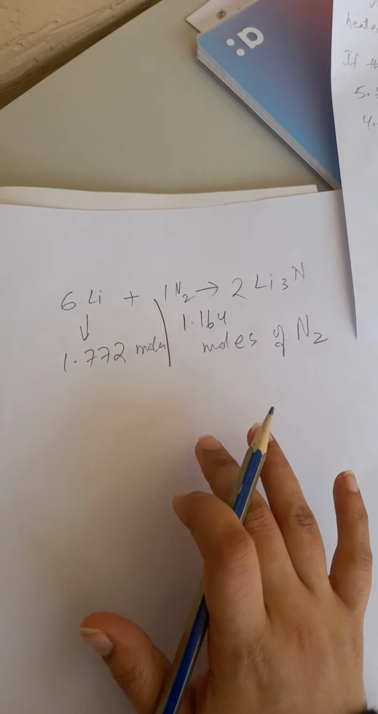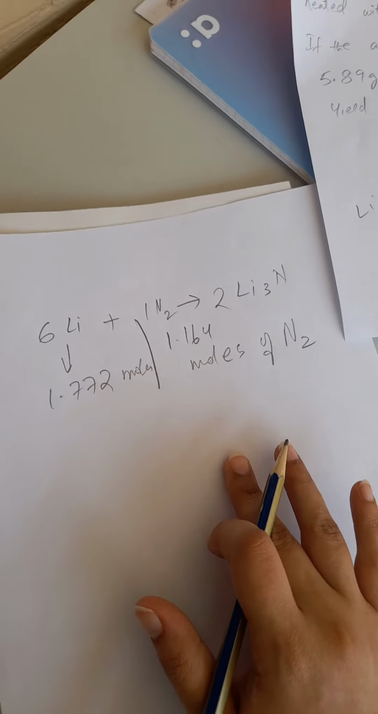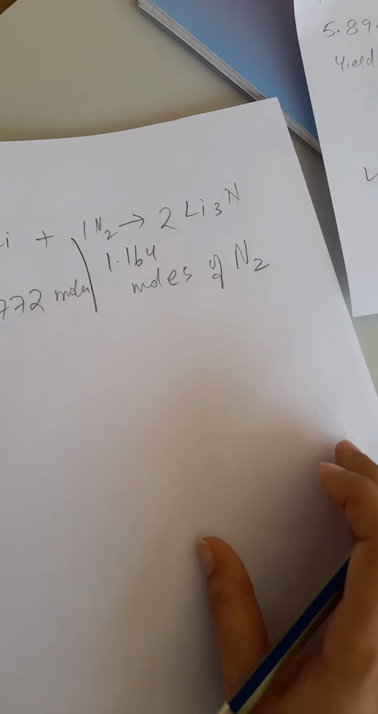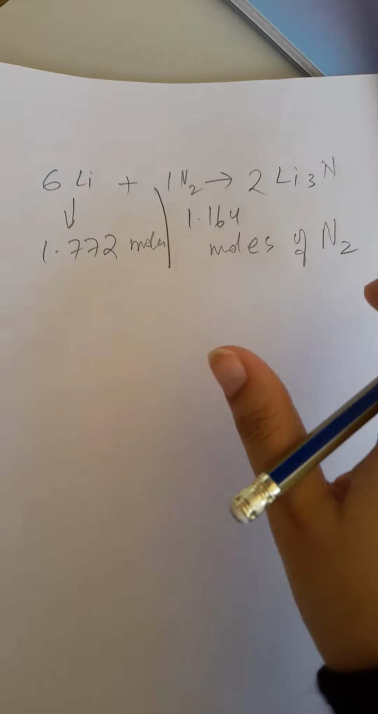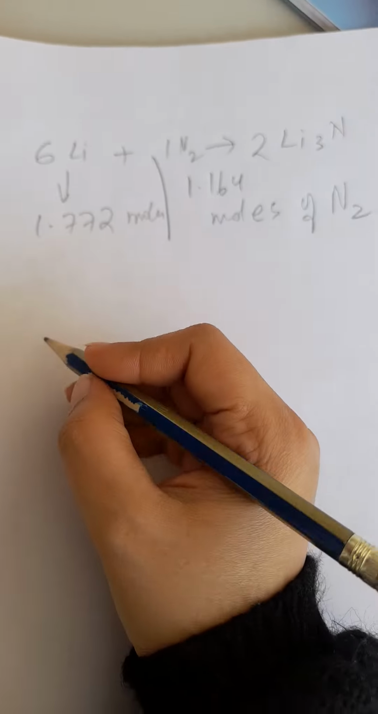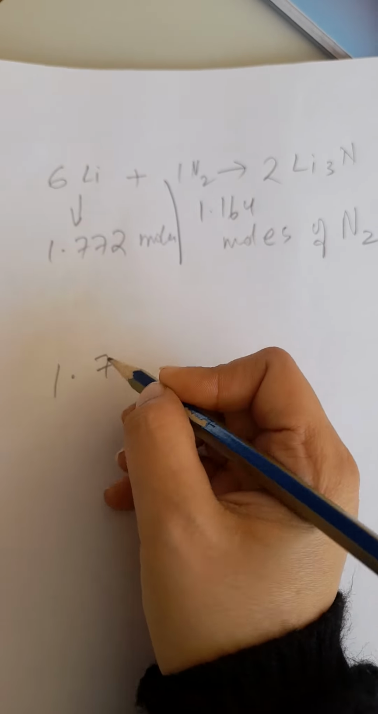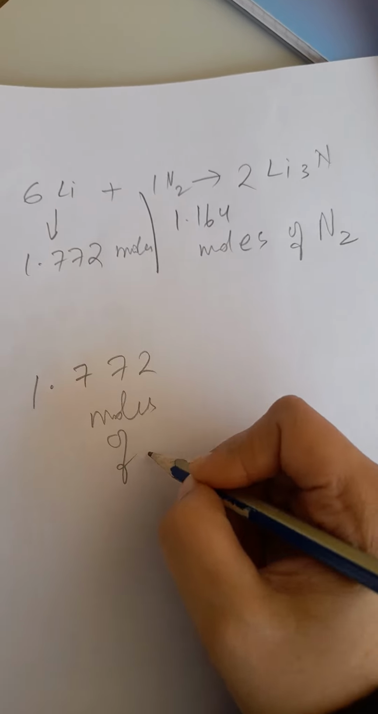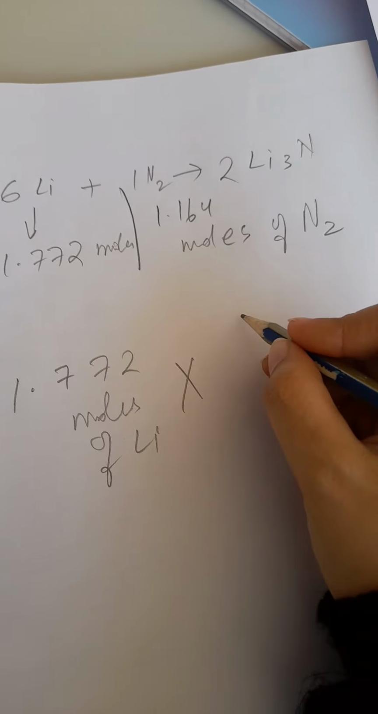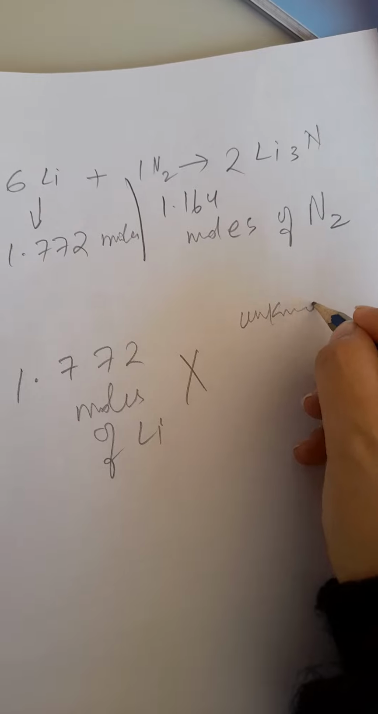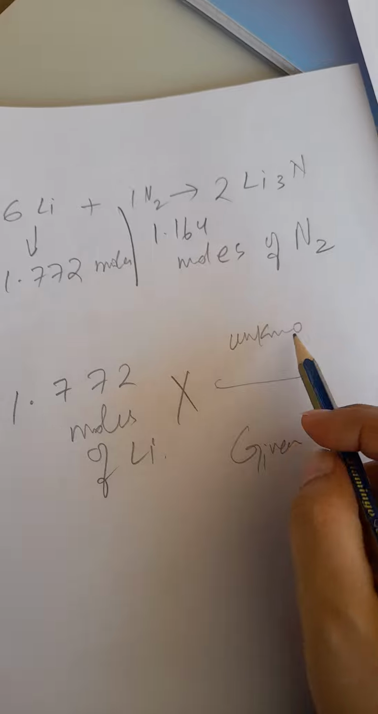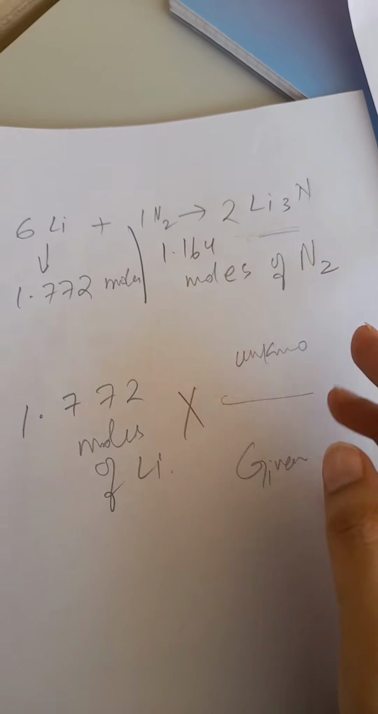Now we have to use each mole one by one and check which is the lowest one to produce the product, because we have to use the limiting reactant. We have to use the limiting reactant to calculate the moles of product. So let's try for lithium first. We had 1.772 moles of lithium times unknown over given. Of course, the formula we use always unknown over given. Calculated moles times unknown over given. Unknown is the product, this one.